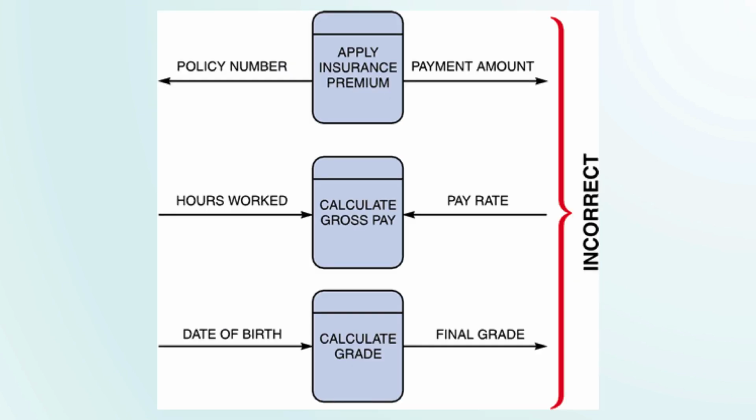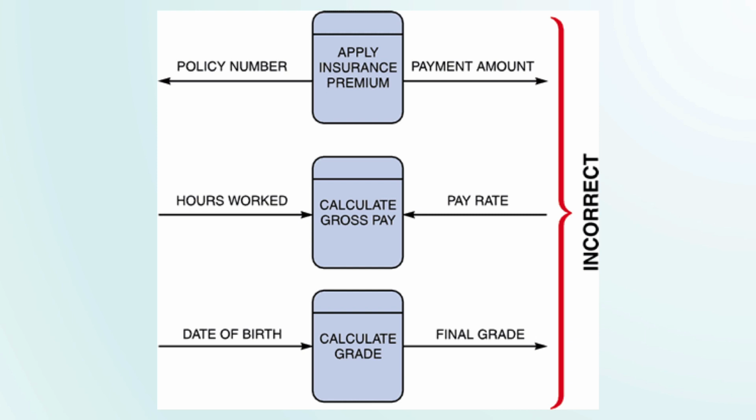Here are the incorrect examples of developing a DFD. The first one is where there is no input for the process. The apply insurance premium process has no input. It only contains two outputs, the policy number and the payment amount. This situation is known as spontaneous generation.